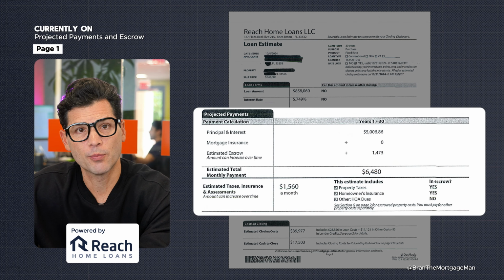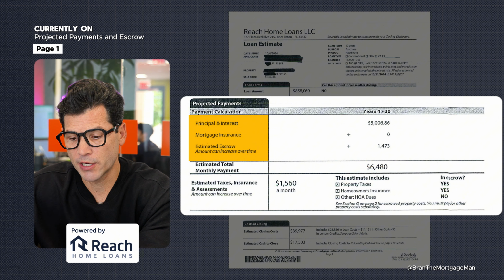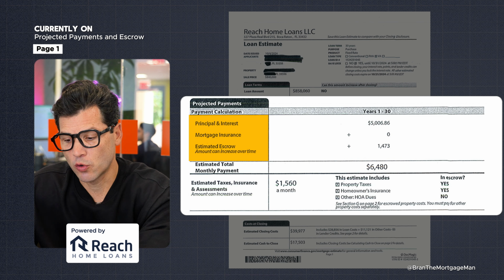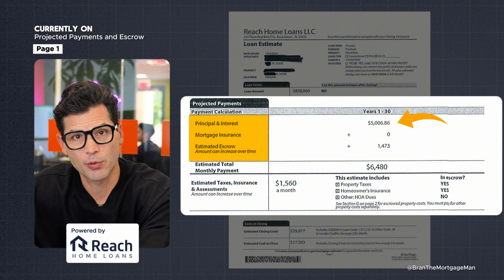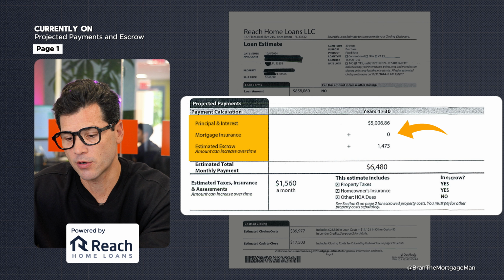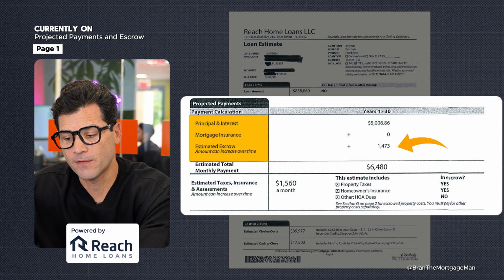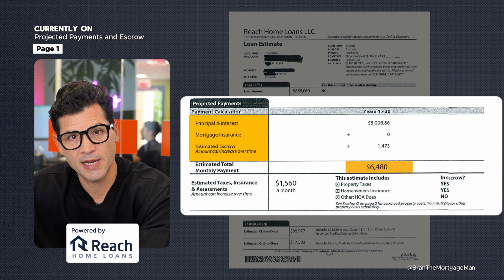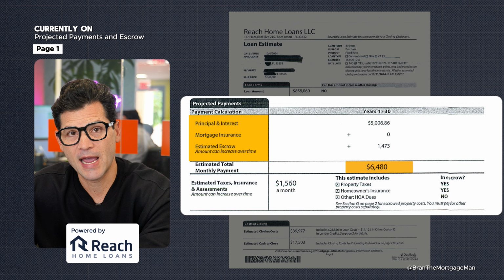Now, below that are your projected payments. This top section where it's got principal and interest, mortgage insurance, and then estimated escrow, is where the estimated total monthly payment comes from. So in this case, we have $5,006.86 per month for principal and interest. There's no mortgage insurance on this loan because it's a VA loan. VA loans don't have mortgage insurance. And then you have estimated escrow, $1,473. You add the $5,006 to the $1,473, and you get $6,480. That's your principal, interest, and mortgage insurance payment, if you had any, plus taxes and insurance.